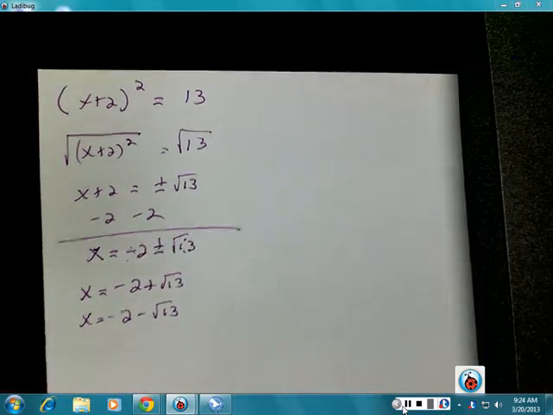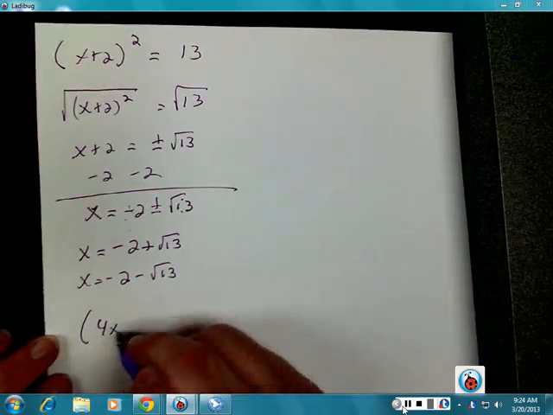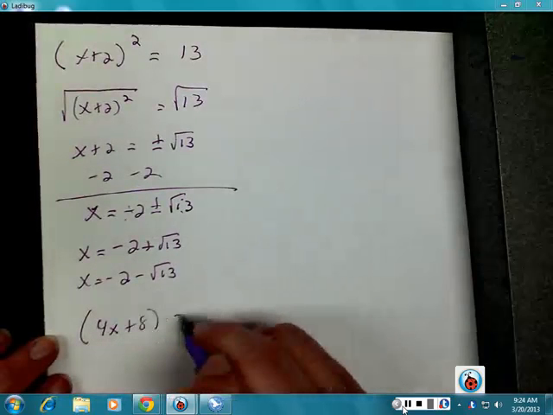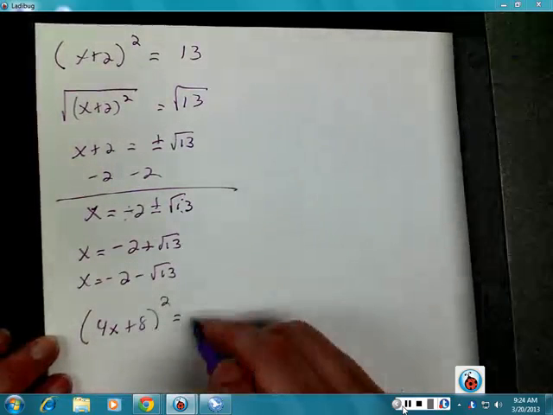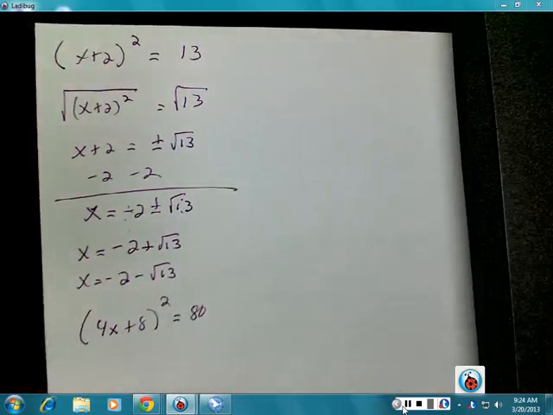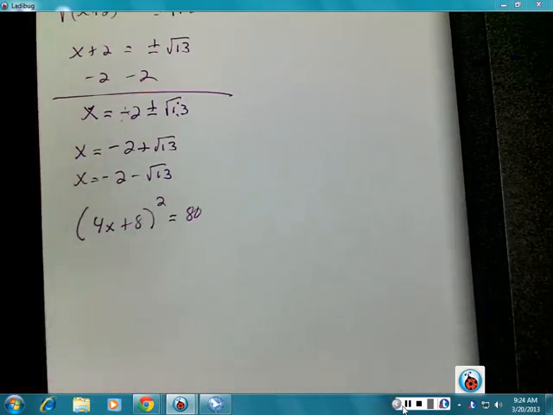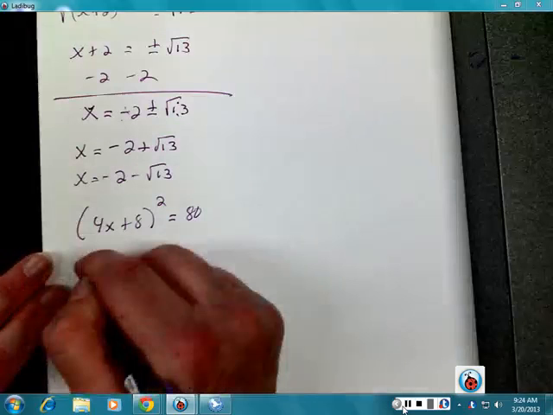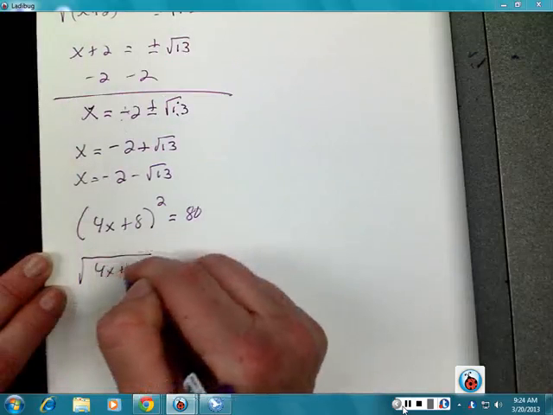Here's another one. How about parentheses 4x plus 8 squared equals 80. What happens to that thing? So, same basic idea. Take the square root of both sides.